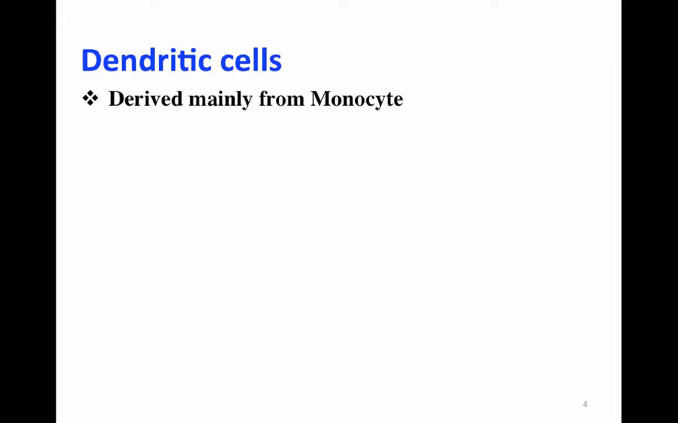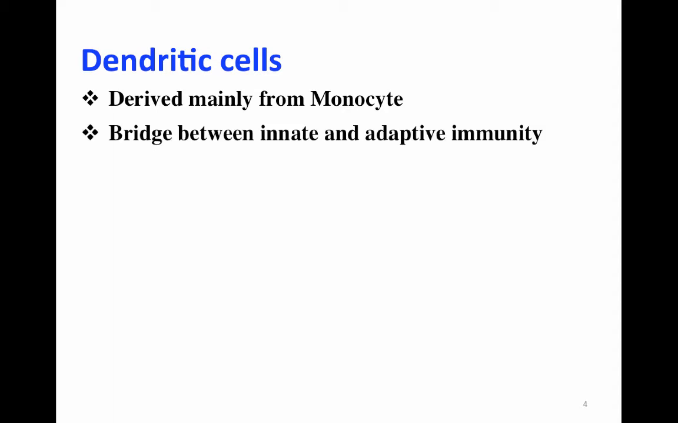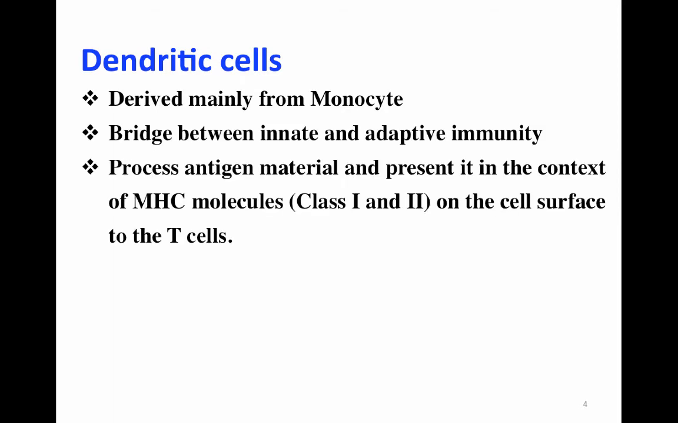Dendritic cells are derived mainly from monocytes. They are the bridge between the innate and the adaptive immune response because they process antigen material and present it in the context of MHC class 1 and MHC class 2 found on their surface. They present these antigens via the MHC molecules to the T cells.